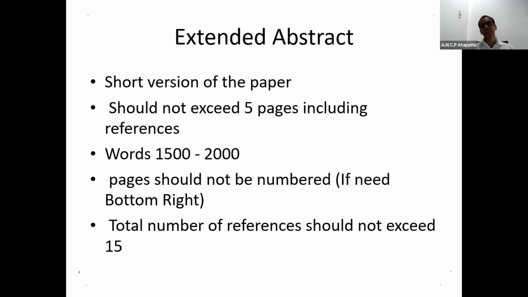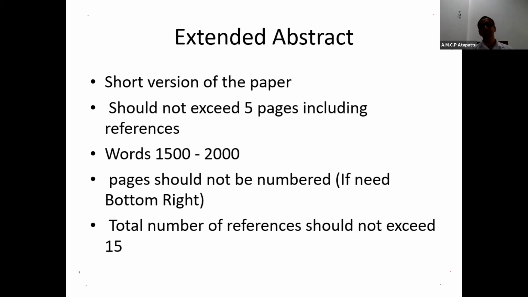After the abstract, you need to follow extended abstract. Why extended abstract? Some people are thinking that extended abstract is the long version of your abstract. It is not the long version of your abstract. Extended abstract is the short version of the paper, your research paper or the journal article, short version of that. But abstract is the advertisement. That is a summary. Now, the short version of the paper, we include in details.